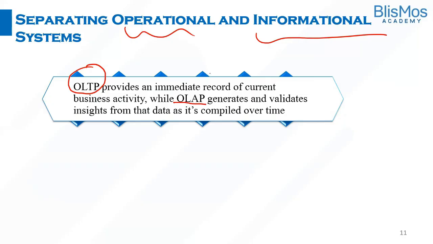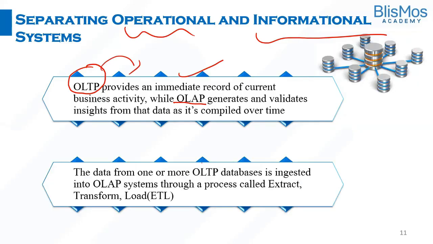OLTP systems provide an immediate record of current business activity. On the other hand, OLAP systems generate and validate the insights from the data which are generated by OLTP systems. As we already indicated, a lot of data is produced by OLTP systems. That data is ingested into OLAP systems through extract, transformation, and load. What exactly is this extract, transformation, and load? We'll see that as a part of the next video.